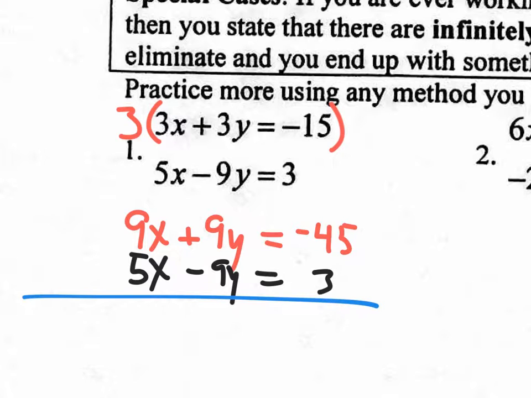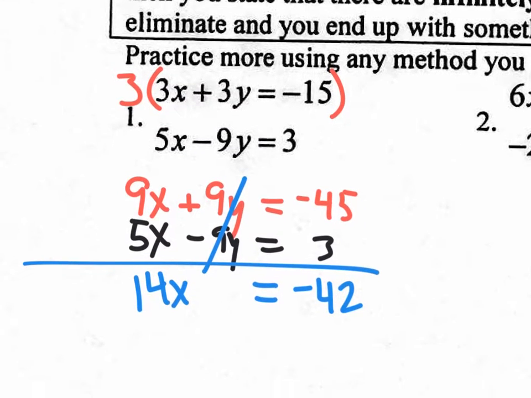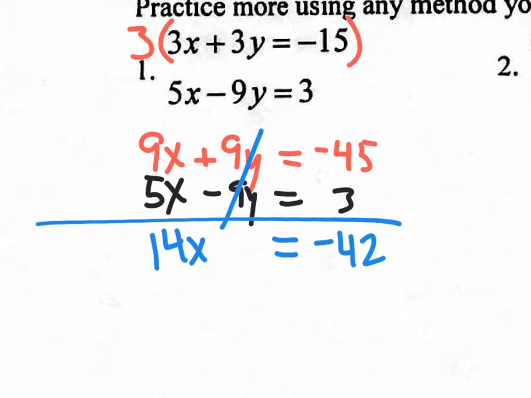9 plus 5 is 14x. These guys totally cancel. Bring down the equal sign. Negative 45 plus 3, negative 42. So now, ladies and gentlemen, we have this simple equation in blue. 14x equals negative 42. What do I do from here?